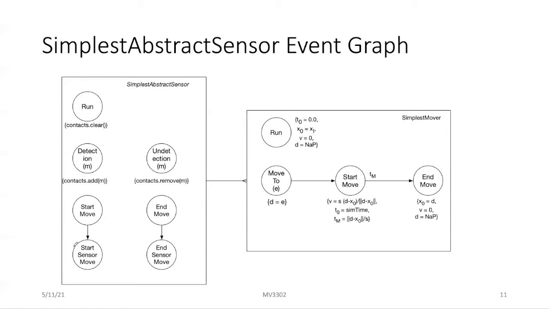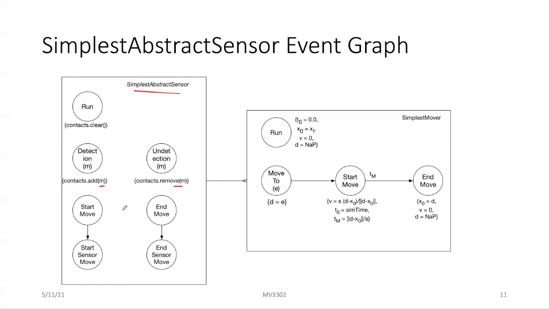So here's how the event graph looks on this. Here's our simplest abstract sensor. Notice that it's written in italics, which is an indicator that it's abstract. Here's its run event. It has one state variable, the contacts, so it just clears it out; that's the only state transition. Here are the detection and undetection events, and those are very simple. When there's a detection, we simply add the argument, which is the target that has been detected, to the contacts. And when there's an undetection, we remove it from the contacts. Very straightforward.